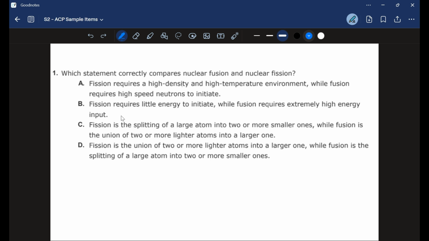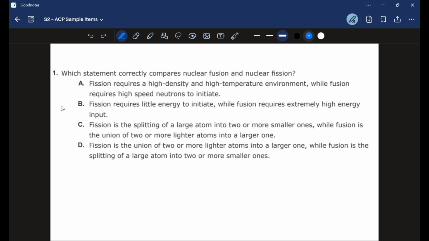For this question, you really just need to know the definitions. Fusion means to fuse together, so you're taking two small elements, putting them together, making a bigger one. Fission means to break apart. So to fizz is to break apart. So you're taking one big atom and breaking it down into smaller ones.